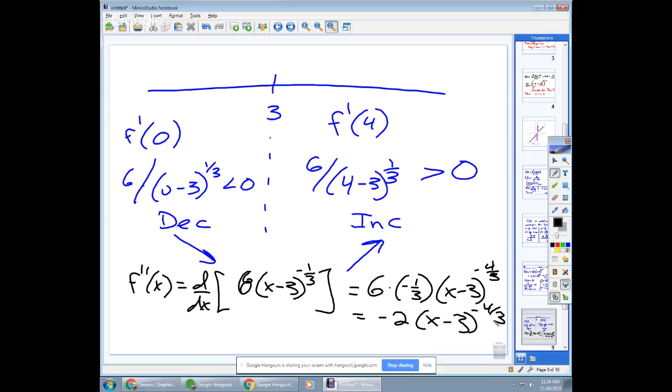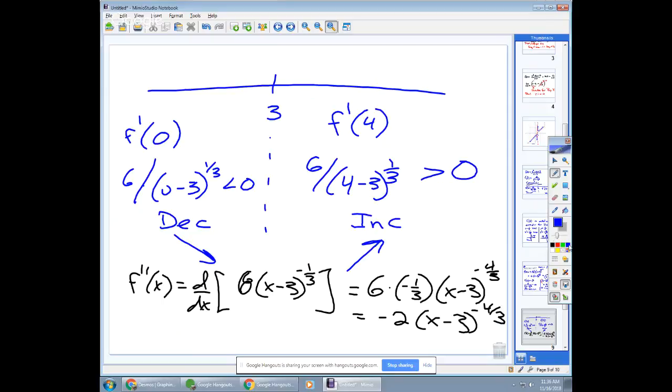I'm going to use the second derivative just to check what's happening here. Now I can see it's decreasing then increasing, so this ought to be a min. There's going to be a min. Decreasing then increasing, it's a minimum. But let's just see what the second derivative says.